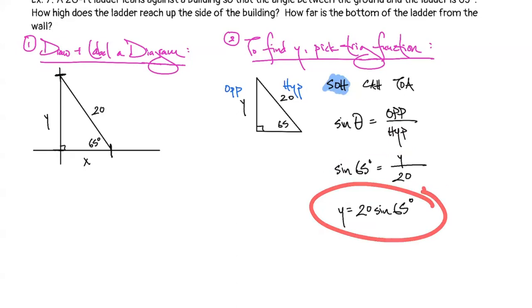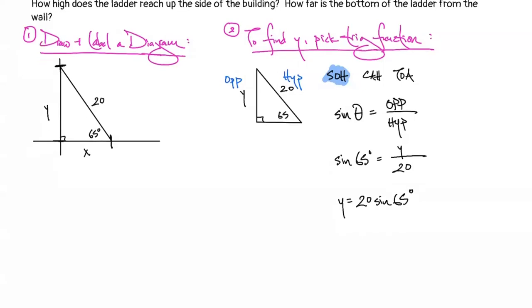If you start turning things into decimals earlier, you're going to end up with an answer that's not quite exact. All right, so I want us to do the manipulation first and then at the very end put things into the calculator. But if you type this into the calculator, you should get 18.126 feet.